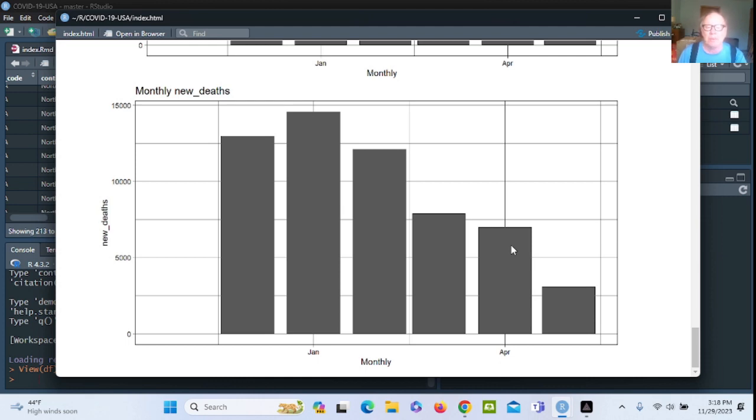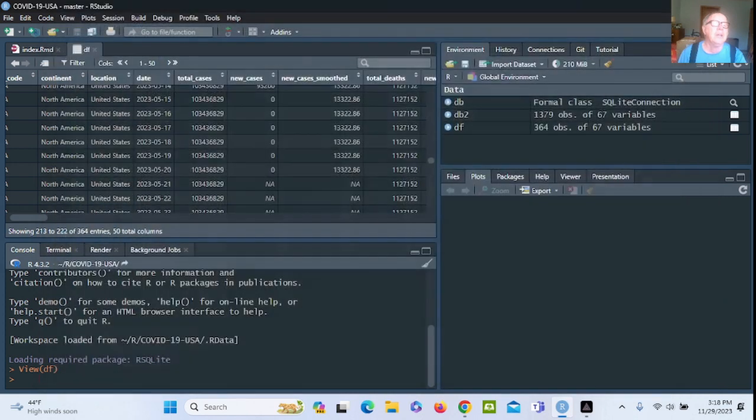For the month of April, we had, let's say, about 5,700 deaths. So 5,000 deaths a month is obviously acceptable, or they wouldn't have stopped counting. Okay, and there's your update for the U.S. for today.